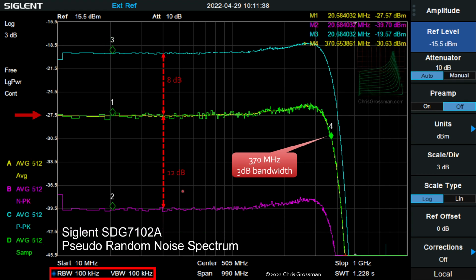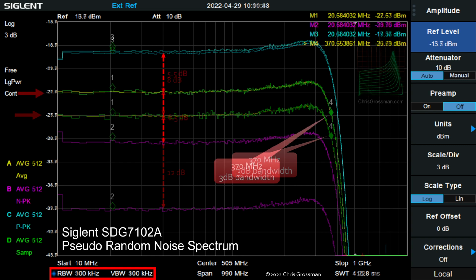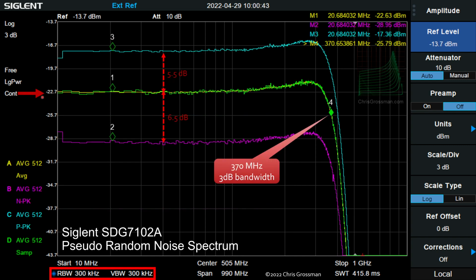Now we go to 100 kilohertz, and because the bandwidth is wider, we've come up in level, so now the level's minus 27.5 dBm, and these differences have shrunk a bit. We still have the 370 megahertz 3 dB bandwidth. Now at 300 kilohertz, we've come up some more to minus 22.7 dBm, and again, these have shrunk some more.